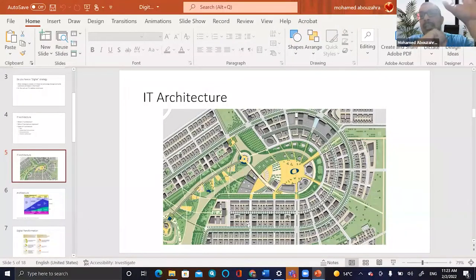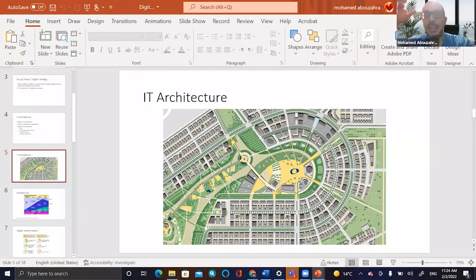IT architecture plays the same role. IT architecture shows the technologies that the company is using or is going to use and the relationship between these technologies, right? So we are going to use, for example, cloud computing. This block is cloud computing, and we are going to use blockchain applications. So how do we link cloud computing with blockchains? How can we use cloud computing for blockchain? We are going to use analytics. How are we going to link analytics with blockchain and cloud computing, and so on.